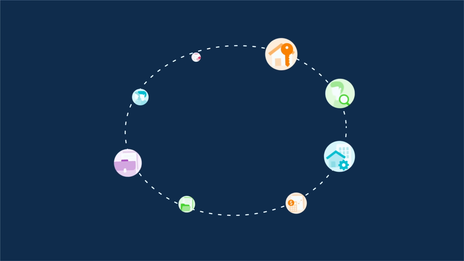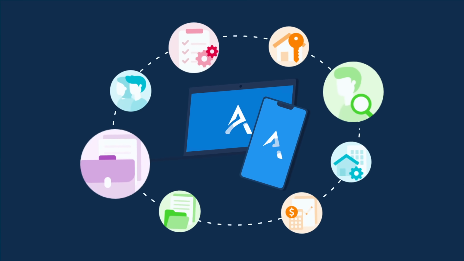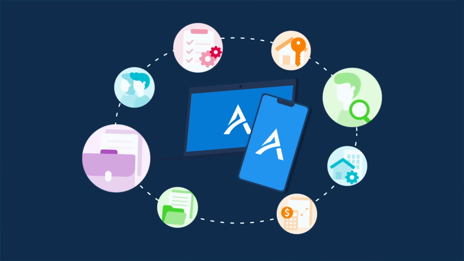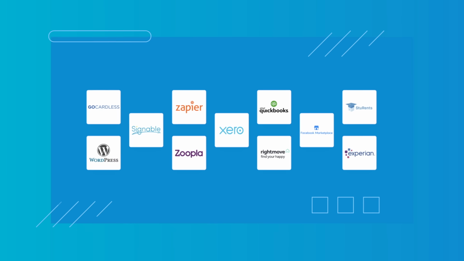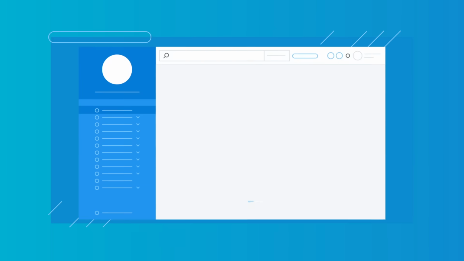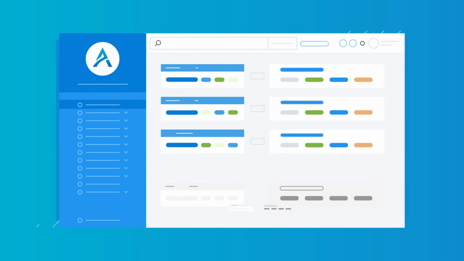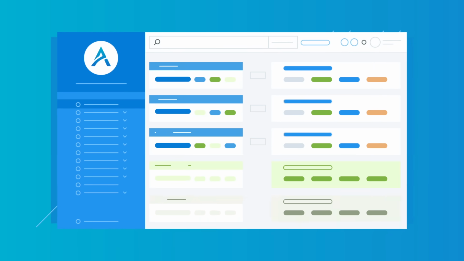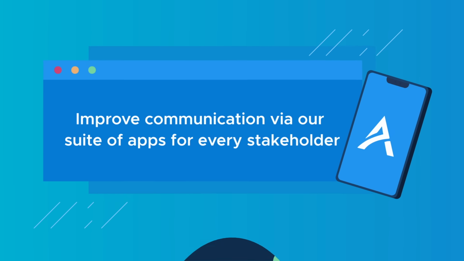With Arthur's centralized system, you can manage the entire tenancy journey from one place, anywhere and on any device. Our advanced automation and integrations with market-leading tools save you valuable time. Seamlessly manage your financials with our fully integrated live bank feed and powerful integration with Xero and QuickBooks. Our suite of bespoke apps for every stakeholder improves communication for all parties.